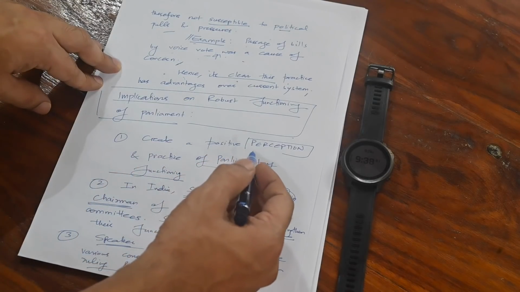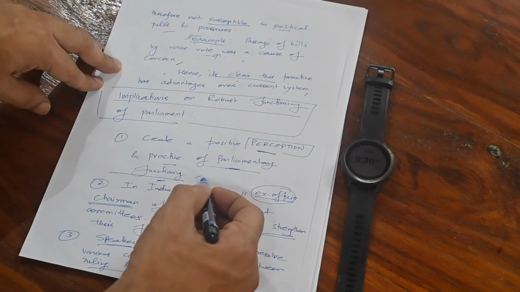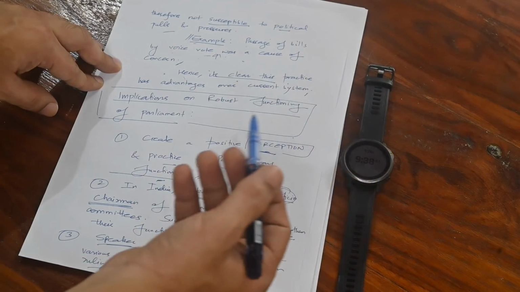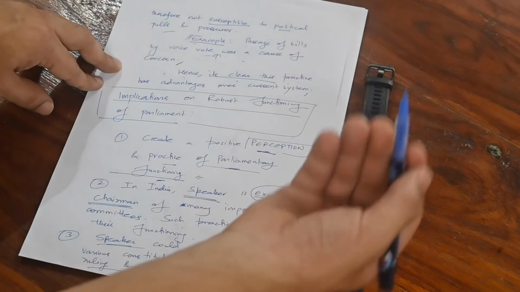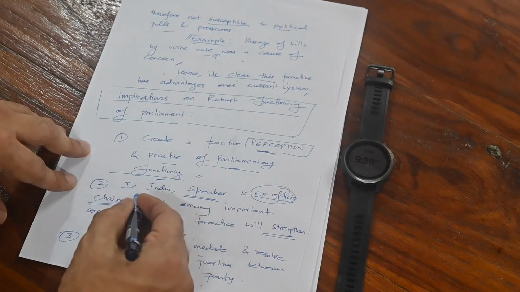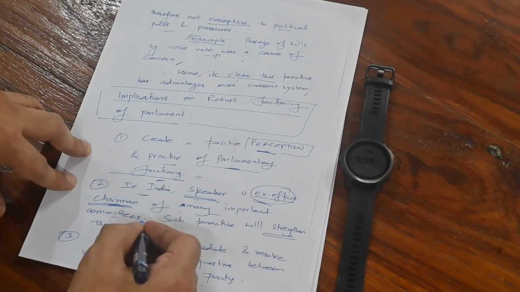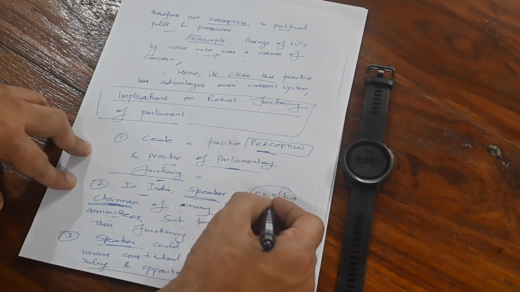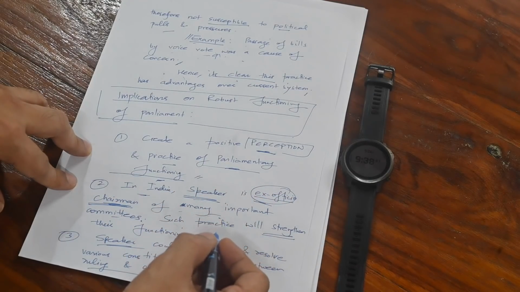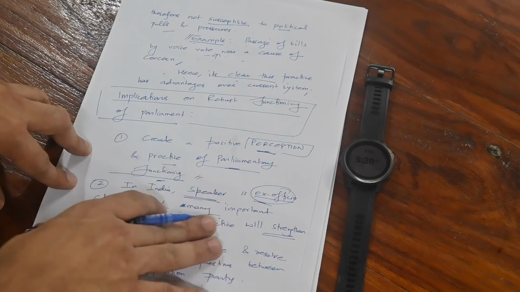So first, create a positive perception and practice of parliamentary functioning, in the mind of the public, in the mind of the bureaucrats, in the mind of everyone who is looking at the functioning of the parliament. And secondly, in India, the speaker is ex officio chairman of many important committees. Since he or she is the ex officio chairman of many committees, those committees will function better if the speaker is of independent nature.